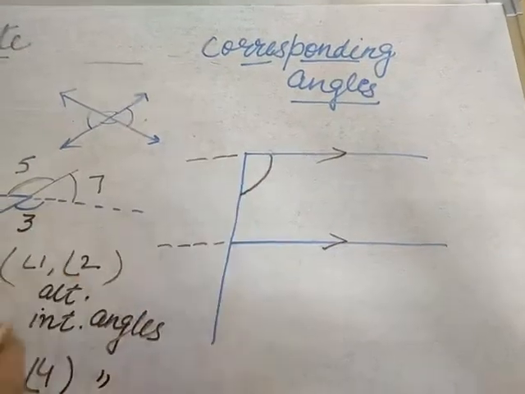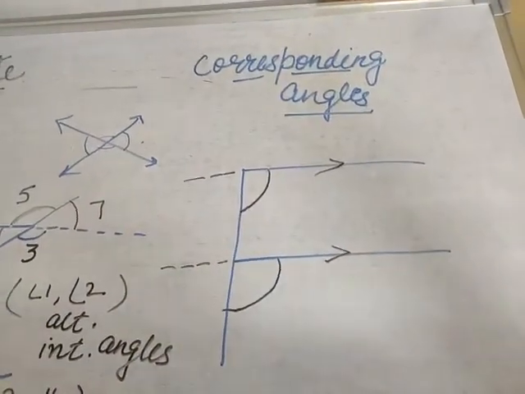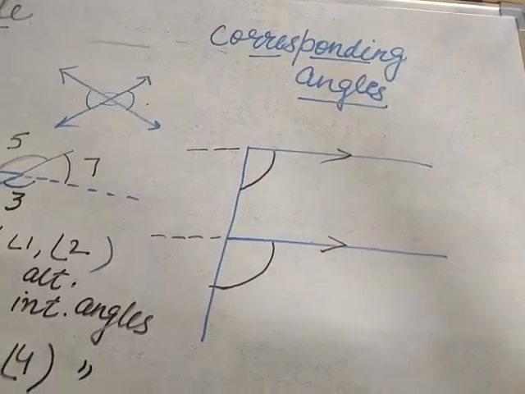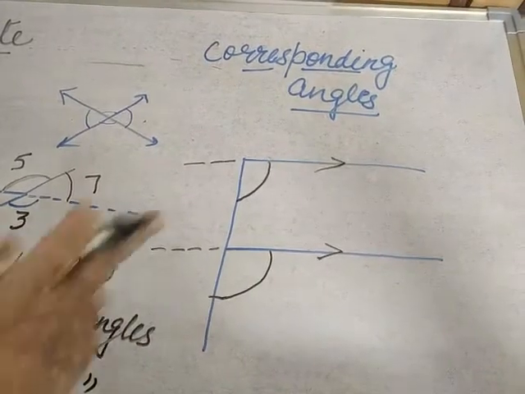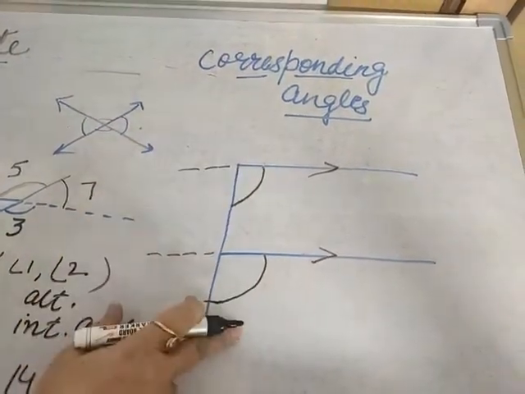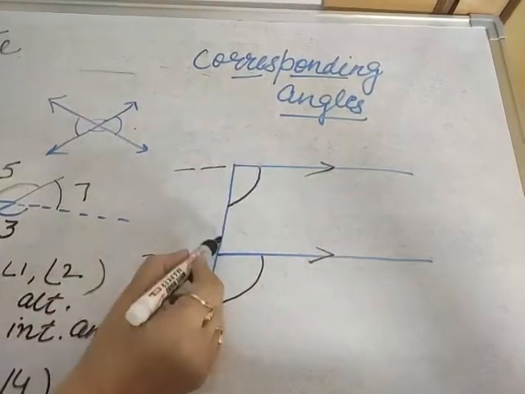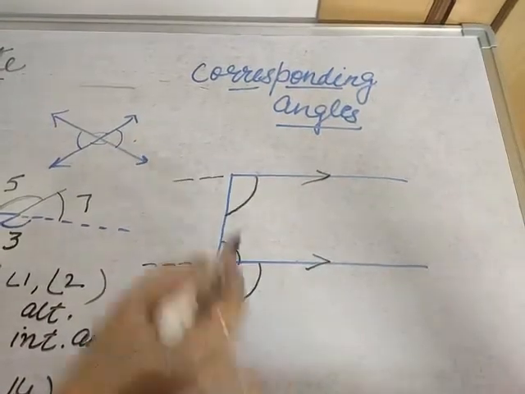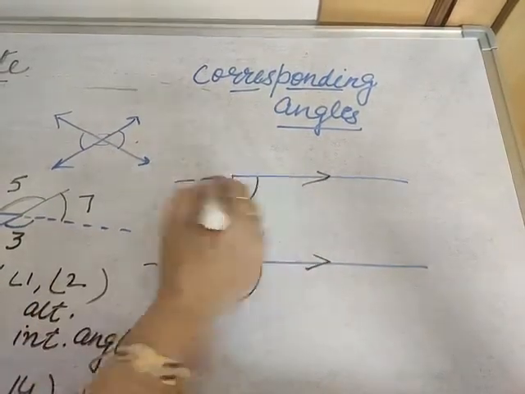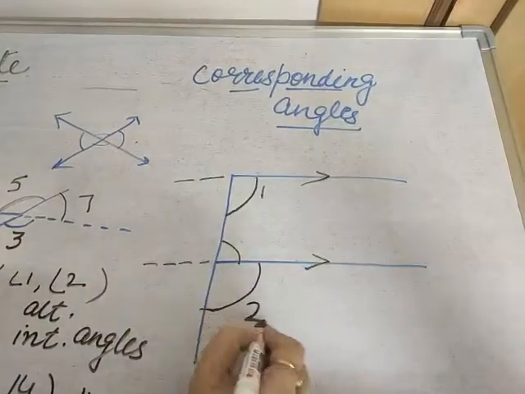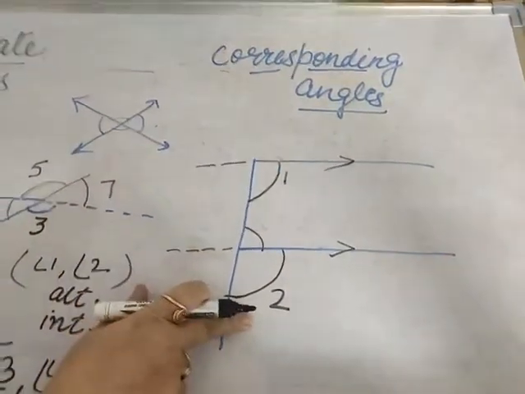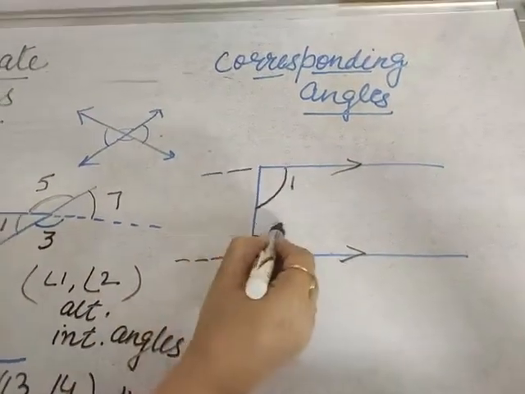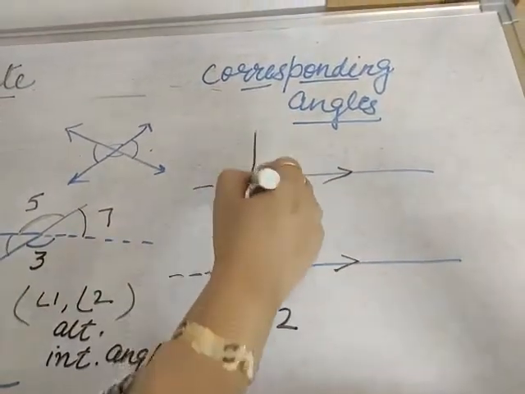Corresponding means left and left, down and down. It means you have to find angles which are on the same side. These two angles are on the same side, but I am not taking these two. Both are on the downside of the transversal of the parallel line. So 1 and 2 represent corresponding angles.